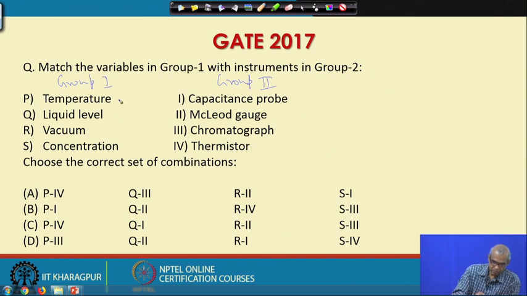Temperature can be measured using thermistor, liquid level can be measured using capacitance probe, vacuum can be measured using McLeod gauge, concentration can be measured using chromatograph.